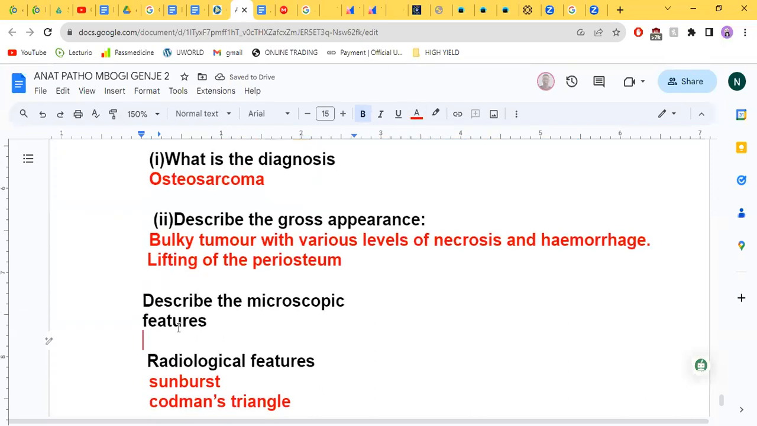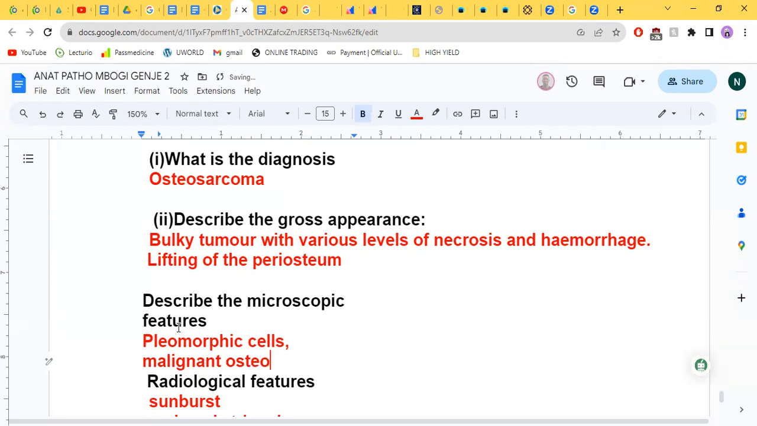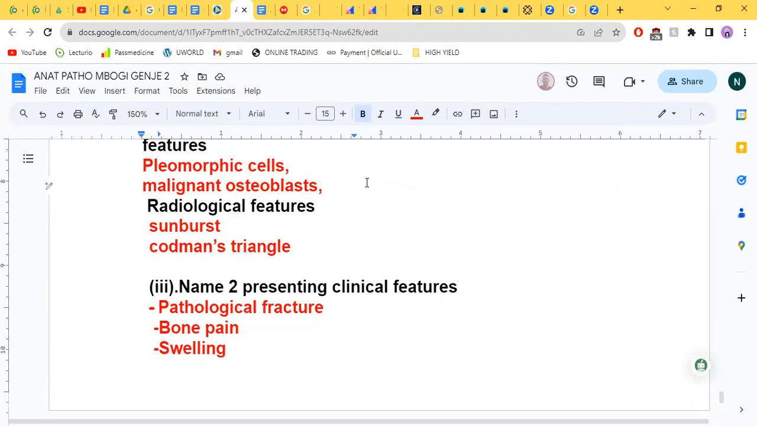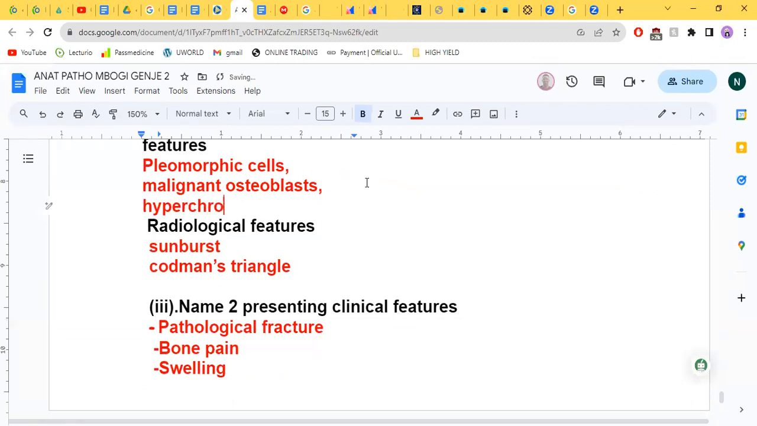As we add this, maybe we can describe the radiological features. That's the sunburst and the Codman's triangle. Pleomorphic cells and malignant osteoblasts. Maybe hyperchromasia as well. Let's move down. Name two presenting clinical features. We have pathological fractures, bone pain, and swelling.